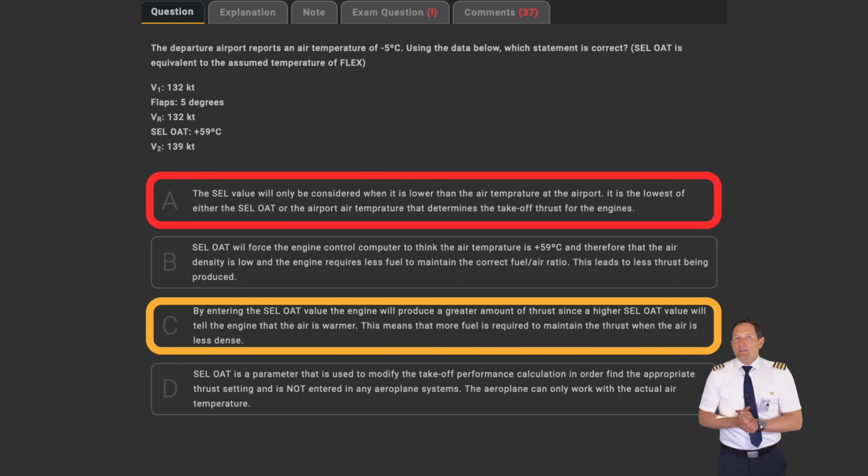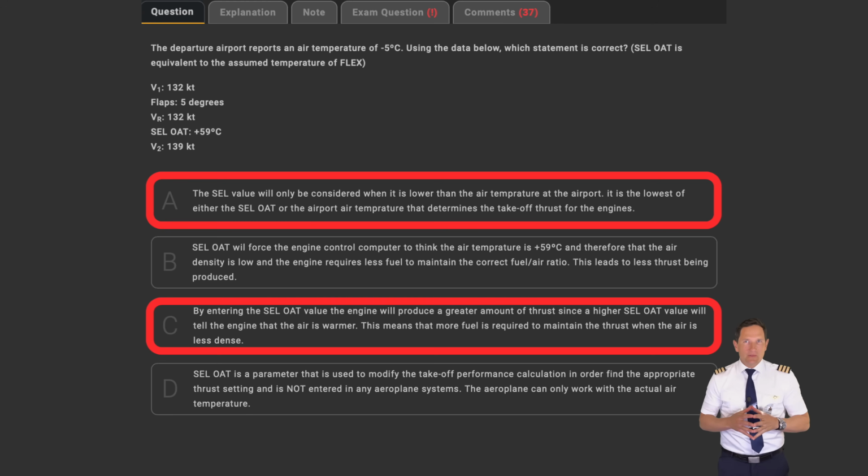Answer C. Now this one is super misleading, as some of it is correct and the other half is false. So the first bit, by entering the selected outside temperature value, the engine will produce a greater amount of thrust, is incorrect because it actually does the opposite. But the part of a higher selected outside air temperature value will tell the engine that the air is warmer is correct. And the second sentence again is incorrect. The right thing to say would be less fuel is required to maintain the correct fuel to air ratio.